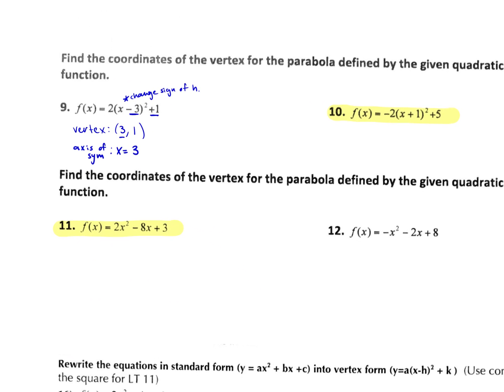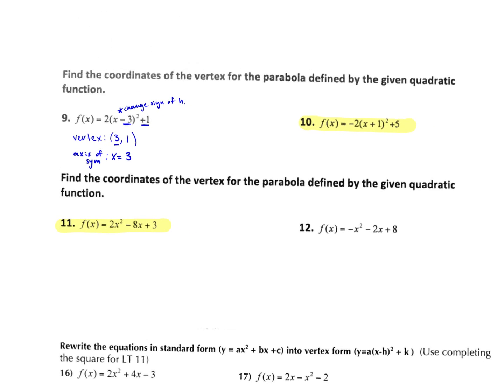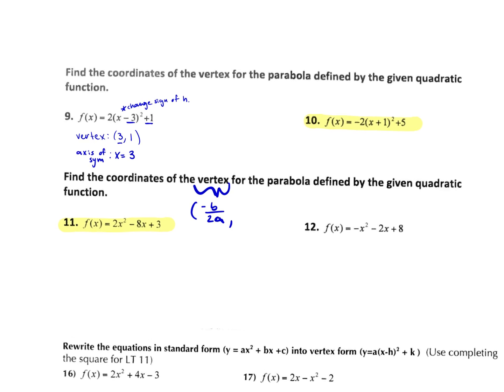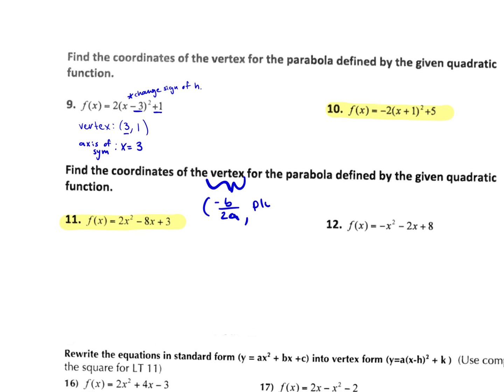And then for 11, you want to find the vertex. So you got to use your vertex form formula, which is -b over 2a to find your x. How do we find the y in our vertex, or the k? Plug in x. Plug in x, solve for y.